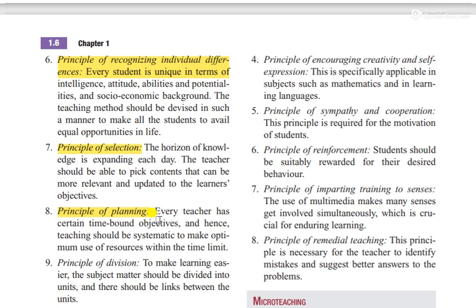So in that specific time period, the teacher has to achieve the specific goals and objectives of the course. Hence, teaching should be systematic to make maximum use of resources within the limit of time. For effective planning, lesson planning and annual planning are very important. Otherwise, the teacher's path gets distracted, and the teacher will not be able to finish the course or achieve the goals in the specified time. So planning is very important before entering any class.